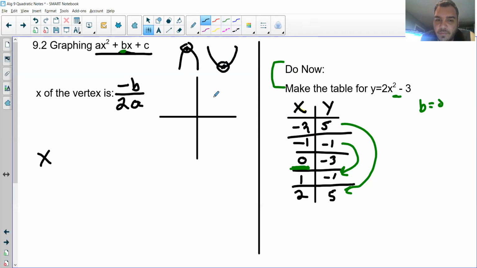It's still going to be a U shape. It's just going to be, instead of being on the Y axis like here, it could be anywhere. Okay. Last time it was always on the Y axis, so it wasn't really that complicated. So we always use 0. Here, now it changes a little bit. So let's do an example: x squared plus 4x plus 3.